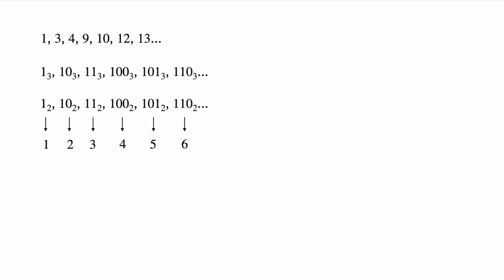This gives us a very important insight. To find the 100th number in this sequence with base 3, we'll just have to find the 100th number in this sequence with base 2, which just means 100 in base 10. So working backward, we just need to convert 100 to binary first.